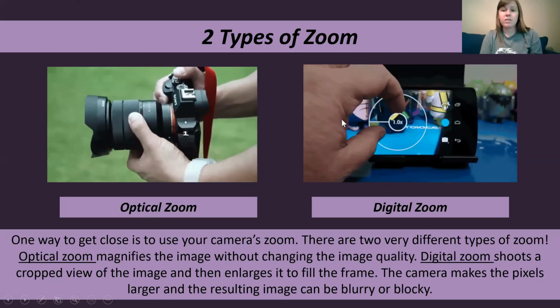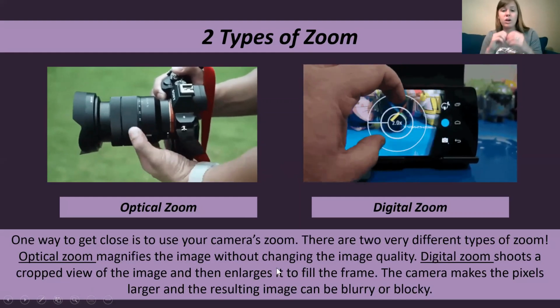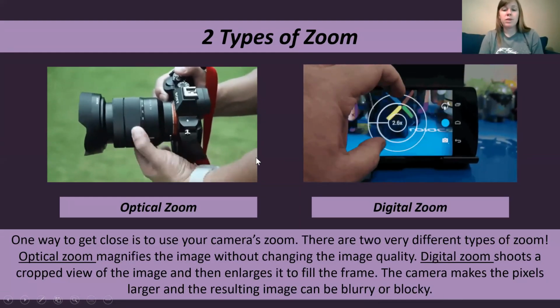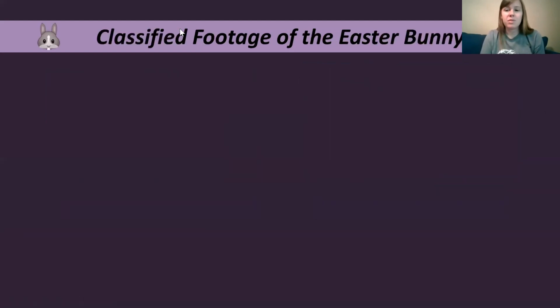There's nothing on the front of this camera to make the zoom happen. The digital zoom shoots a cropped view of the image and then enlarges it to fill the frame. And the camera makes the pixels larger, and this results in the image being blurry or blocky. So let me show you some examples of that.